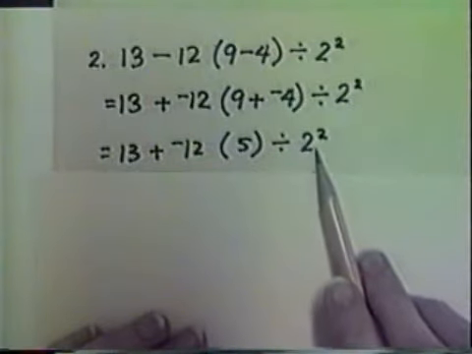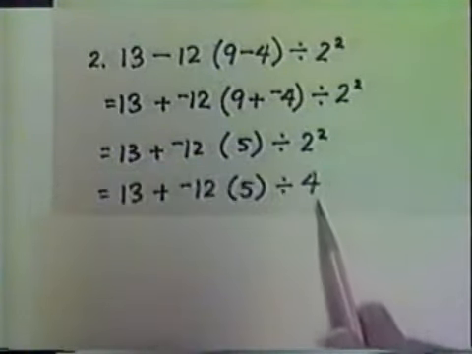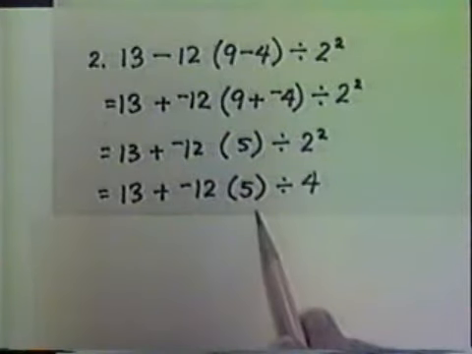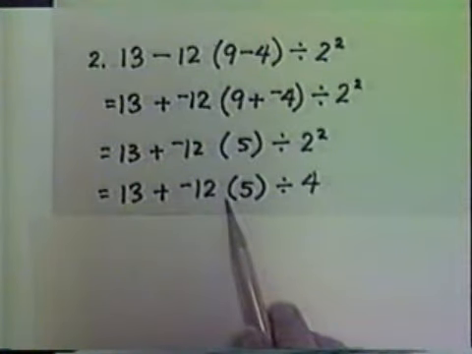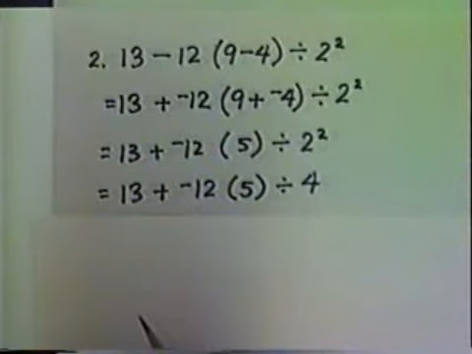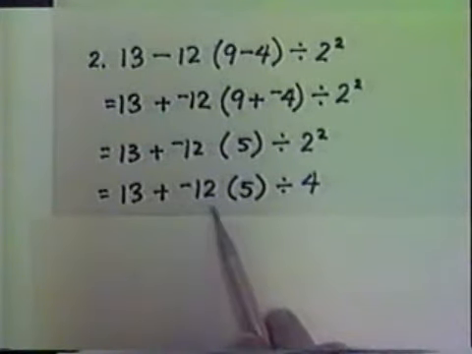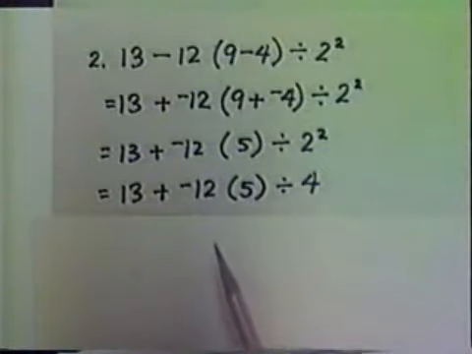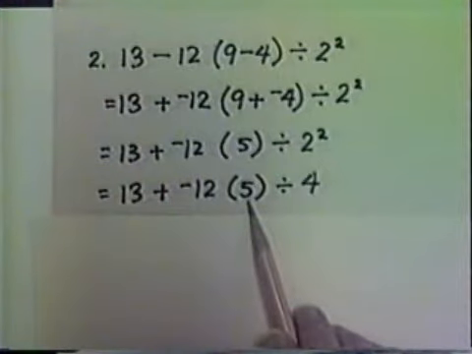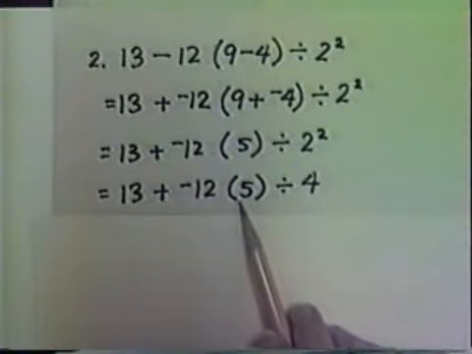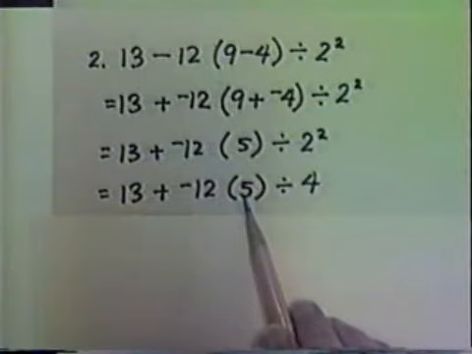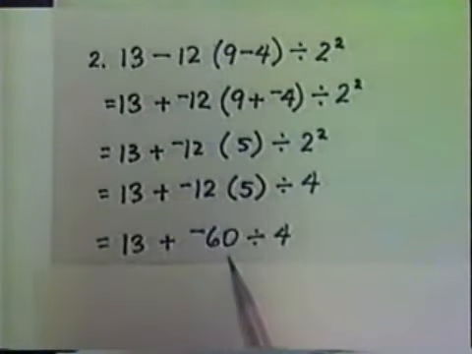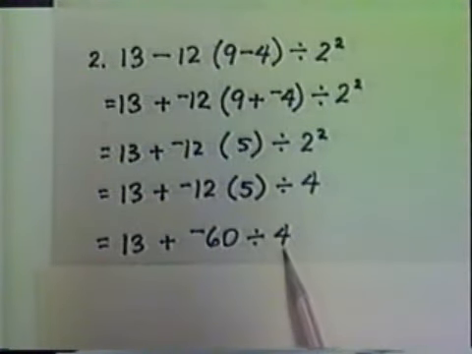It's the exponent's turn. And so we work out 2 to the second power, which is 4. Everything else is copied as it was in the line before. 13 add negative 12 times 5 divided by 4. Now we have add, multiply, divide, which is done first. The multiplying and dividing are done in the same step, with the multiplication coming first because it occurs first as we read from left to right. So we copy the 13, copy the add sign, and then work the multiplication of negative 12 times 5, which is negative 60. Copy the divided by 4.